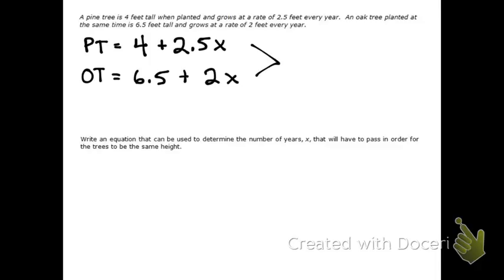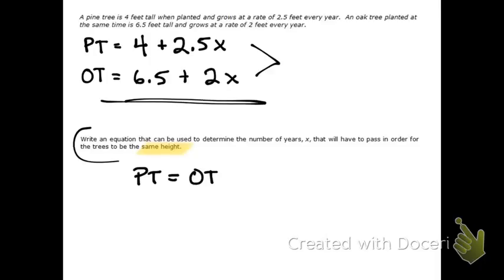So let's look at the question right here. An equation that can be used to determine the number of years that will have to pass in order for the trees to be the same height. So if I want them to be the same height, that means I want my pine tree's height to equal my oak tree's height, because both of these expressions are going to give me the tree height. Okay, so I want pine tree to equal oak tree.